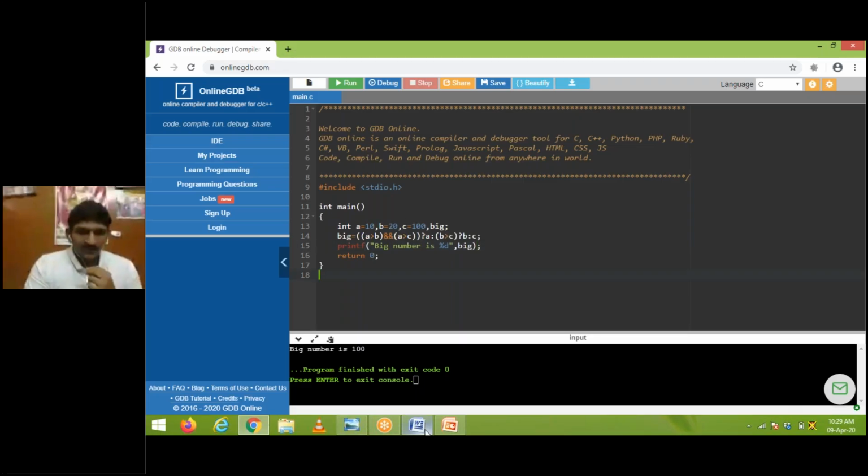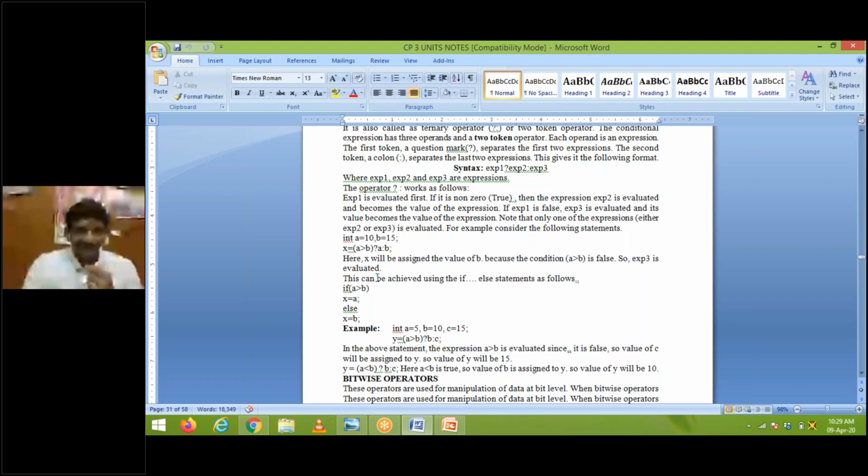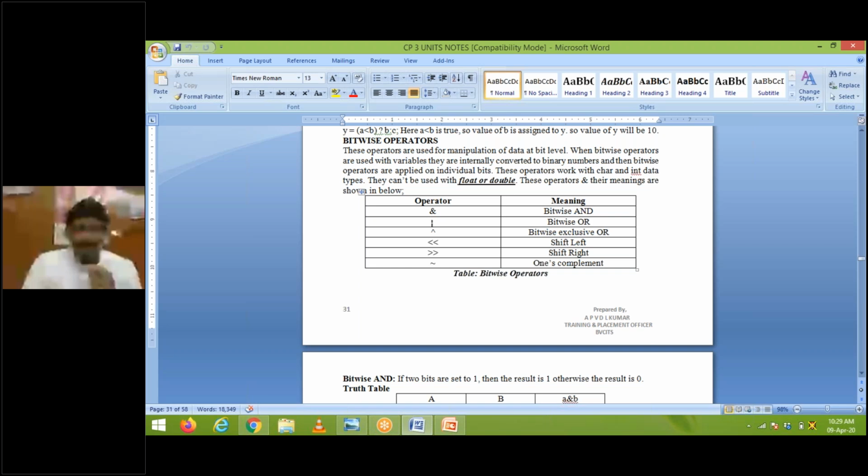Okay, coming to the next topic, bitwise operators. These are very important operators. In the second unit, bitwise operators are there. So what is bitwise? You know what a bit is. Bit means binary digit. That means you work with 0 or 1 values. By using zeros and ones only, you can perform the bitwise operations.